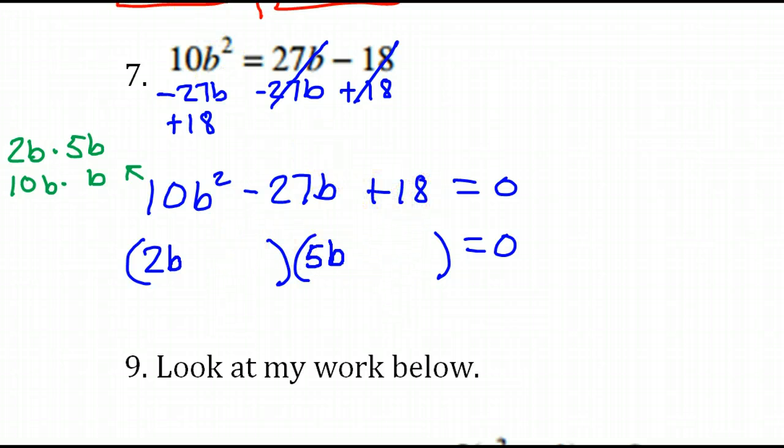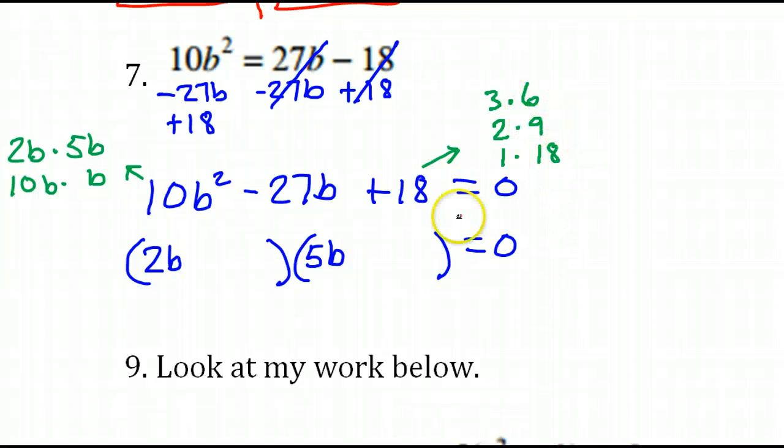Now, look at the 18. The 18 is either going to be 3 times 6, or it could be 2 times 9, or it could be 1 times 18. Again, I always start with the smaller numbers and I work my way up from there. So I will always start with the 3 times 6, and you should do the same if you can.